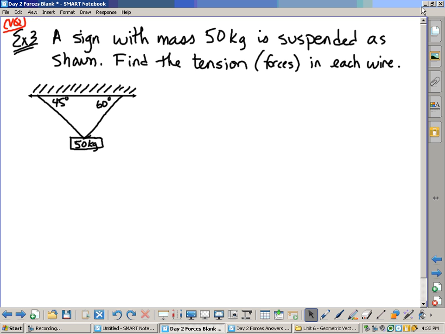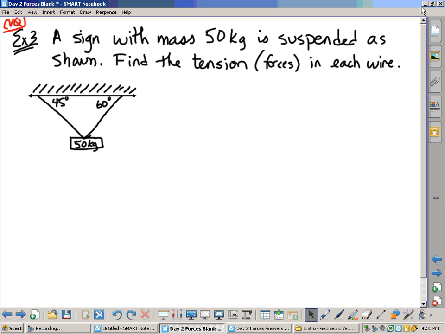So you've got a ceiling that's outlined by these lovely dashes, and you've got a sign which is 50 kilograms, and you have two wires. One that's a little bit shorter at an angle of 60 degrees, and another one that's a little bit longer at an angle that's 45 degrees. What's important is for you to understand that this is the actual picture. We're going to draw a vector diagram of this scenario in a moment. So again, if you need some more time to copy it down, just ask the teacher to pause, but I'm going to move on.